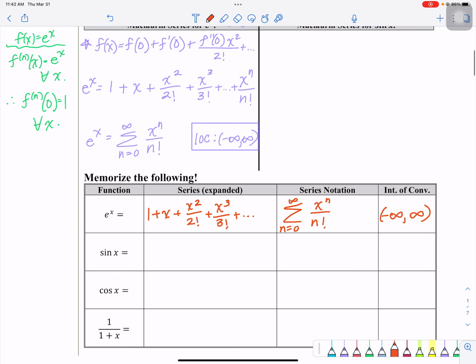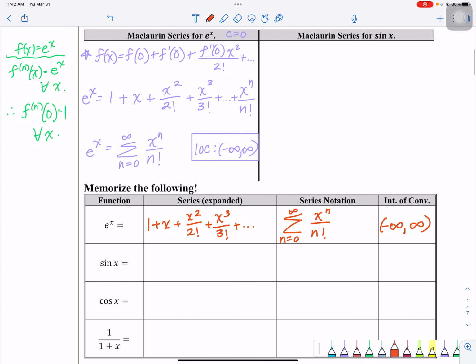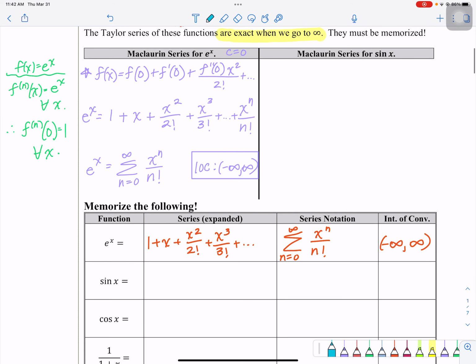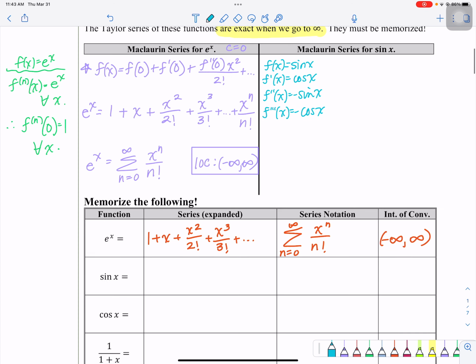Okay. Now let's go back up to the sine of x. So we have to come up with several of our derivatives to see if we can see a pattern. So if f of x is equal to the sine of x, first derivative, cosine of x, second derivative, negative sine of x, third derivative, negative cosine x, and so forth.